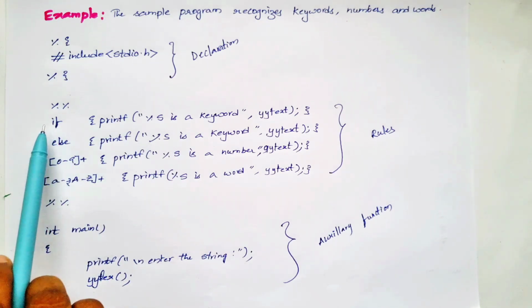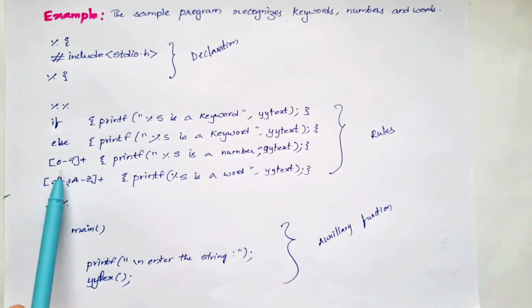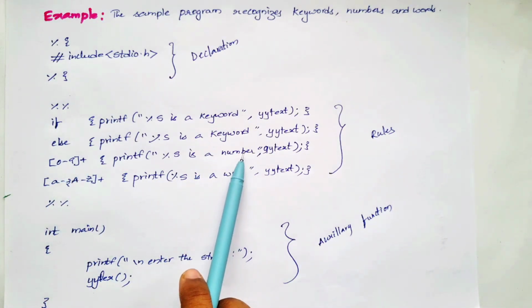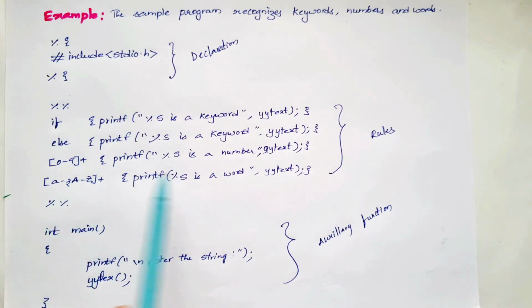If you are encountering if or else, what am I doing? Consider them as keywords. If numbers are encountered, print them as number. If words are encountered, print them as words. These are the patterns and actions.